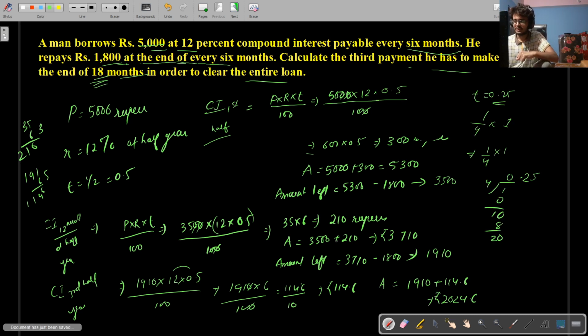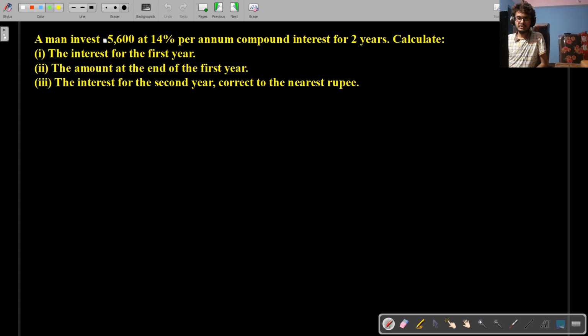So this is the one. We got the amount as 2024.6, so we need to repay that. We need to pay this much money after the end of 18 months to clear the entire loan. At the end of 3 years, this much is left, 2024, so we need to pay this much back to the bank to clear the loan, right? So this is done.